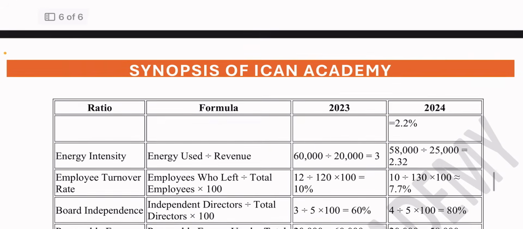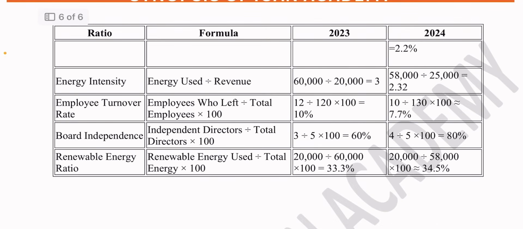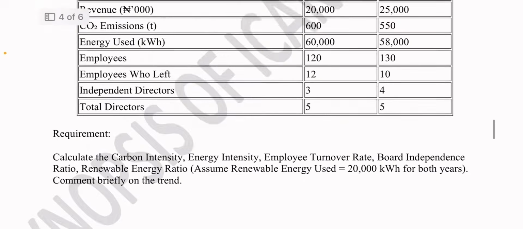Then carbon intensity, what happened? From 3, it declined as well to 2.32. The employee turnover too, it declined, but the board independence increased. Then the renewable energy ratio was increased as well. So now let's look at how we'll put this into writing.